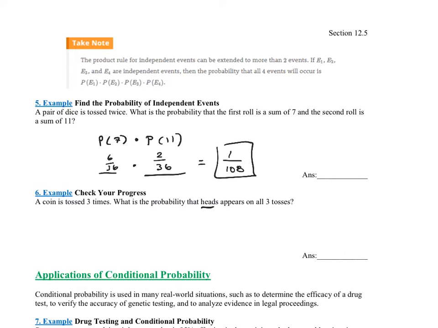Looks like we just did this one on the previous page. If you look at it, it says a coin is tossed 3 times. What is the probability that heads appears on all 3 tosses? So this was the probability of heads, heads, heads. Because what happens on the second toss doesn't depend on what happens on the first toss, we can do these independently. So we can look at this as probability of heads times probability of heads times probability of heads, which in this case is 1/2 times 1/2 times 1/2. When we do that, we get 1/8.